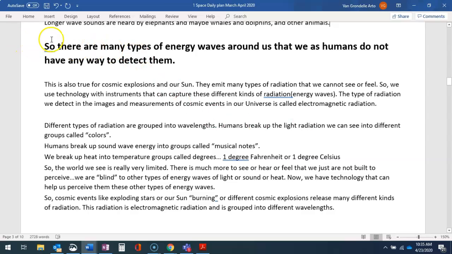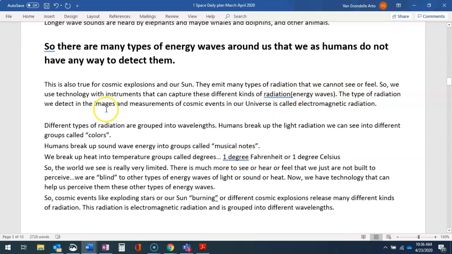So that's the main point. There are many types of energy waves around us, and we do not have any way to detect them. This is also true for cosmic explosions and our sun. They emit many types of radiation that we cannot see or feel. So we use technology with instruments that can capture these different kinds of radiation, these different kinds of energy waves.